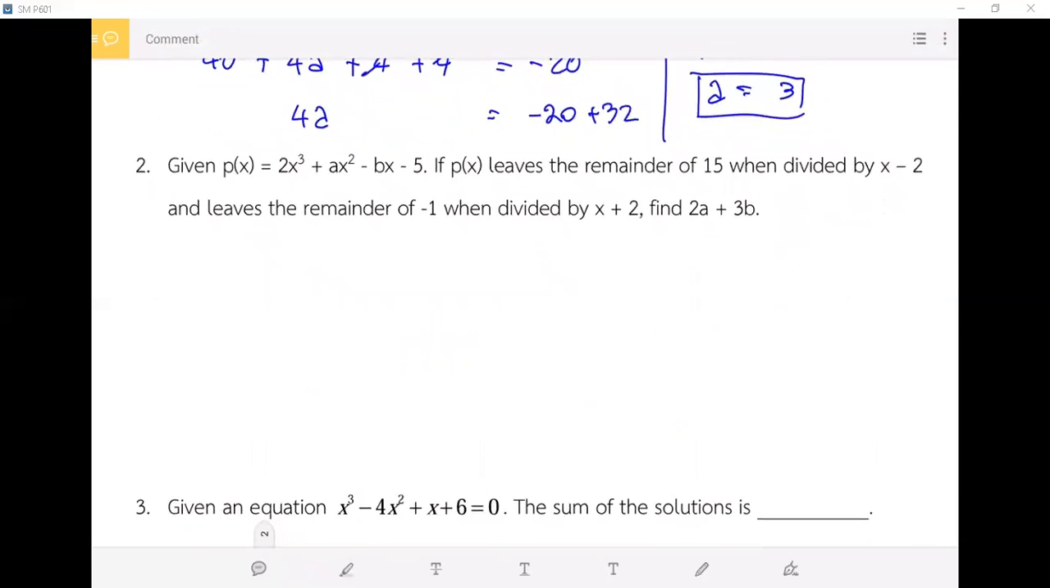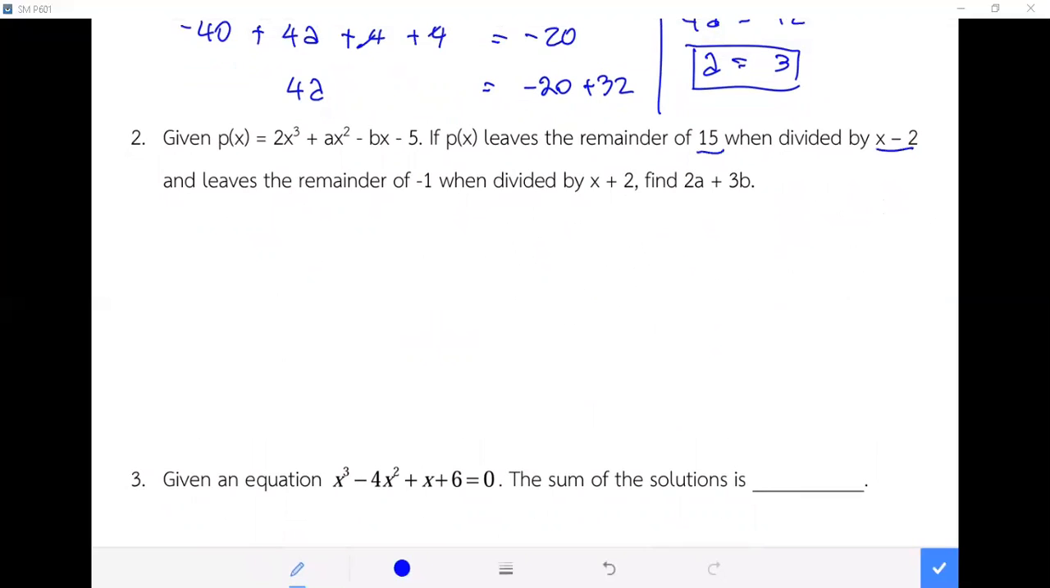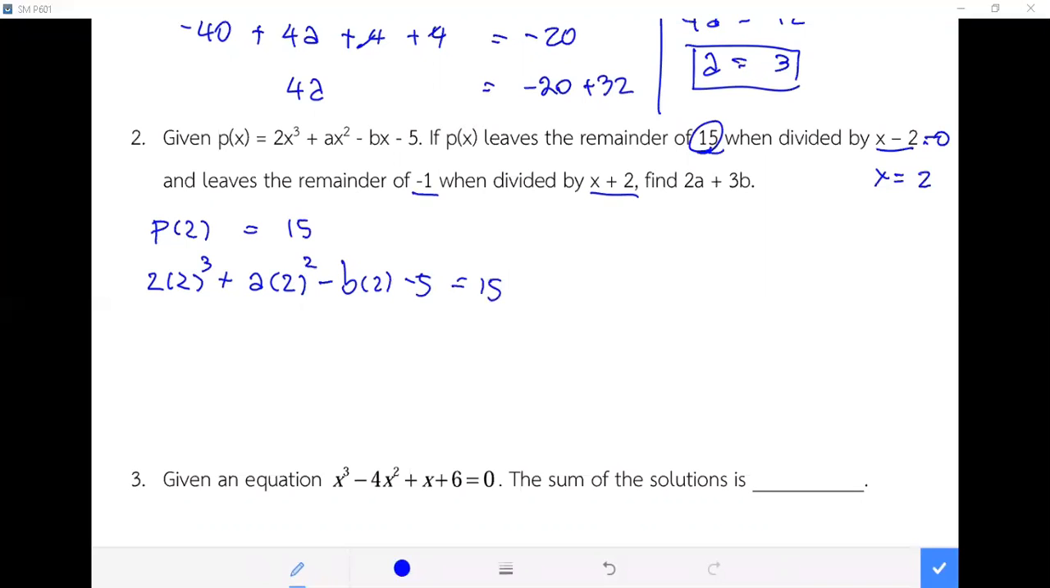So next one is problem number 2. In this problem, p(x) leaves the remainder of 15 when divided by x minus 2, and it leaves the remainder of negative 1 when divided by x plus 2. You have to find a and b. Quite easy, so you can use the remainder theorem again. If x minus 2 is equal to 0, your x is going to be 2. So p of 2 is the remainder 15. Then you go 2 times 2 cubed plus a times 2 squared minus b times 2 minus 5 is equal to 15.